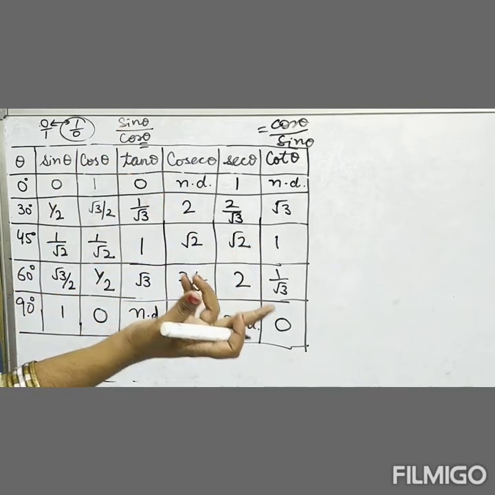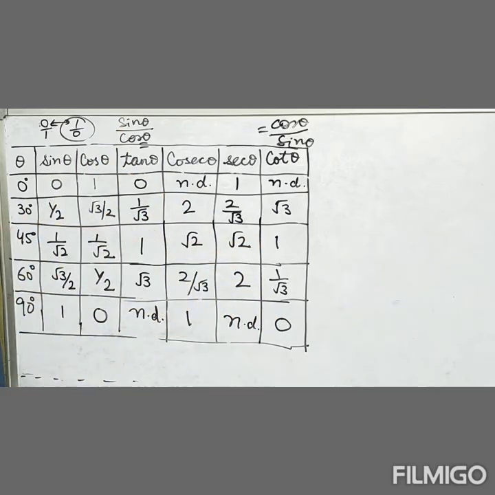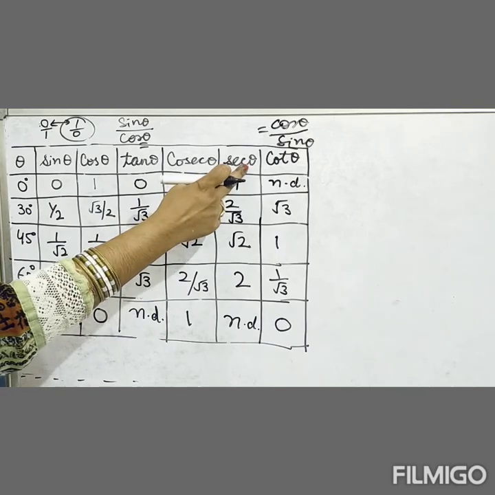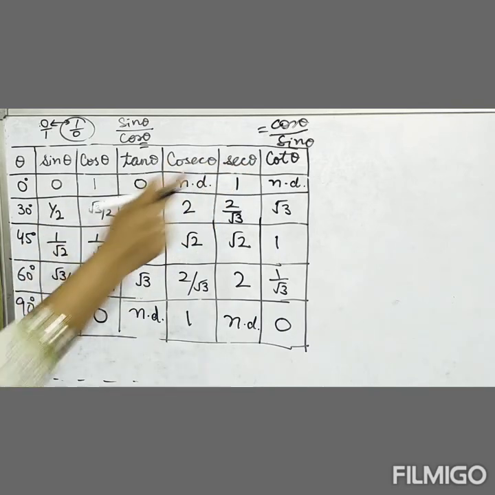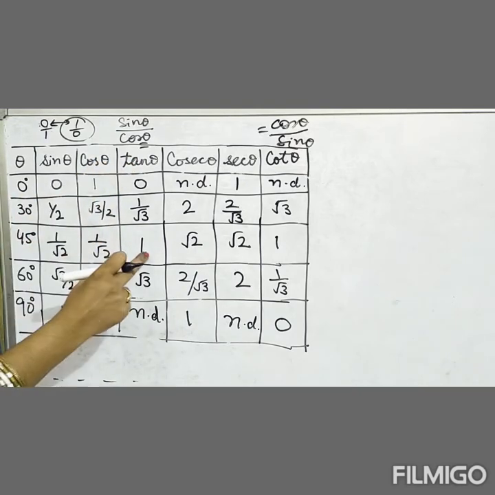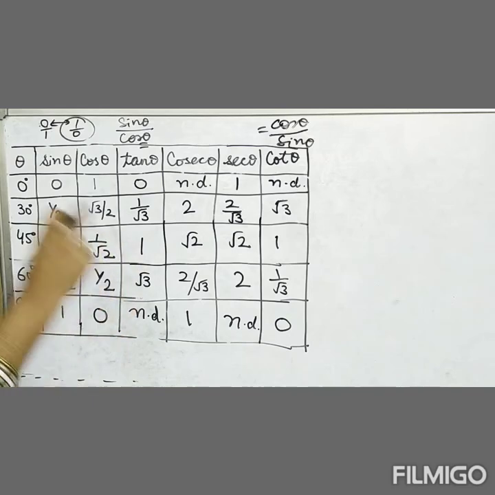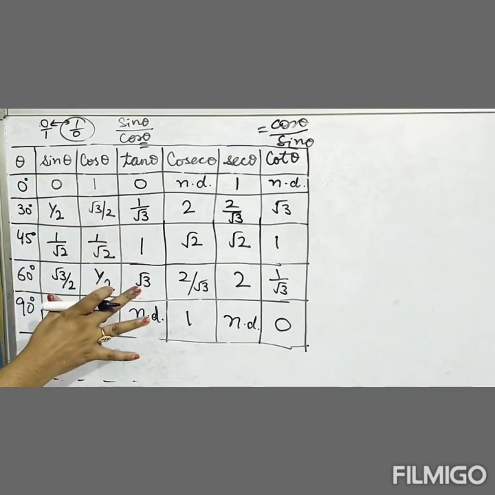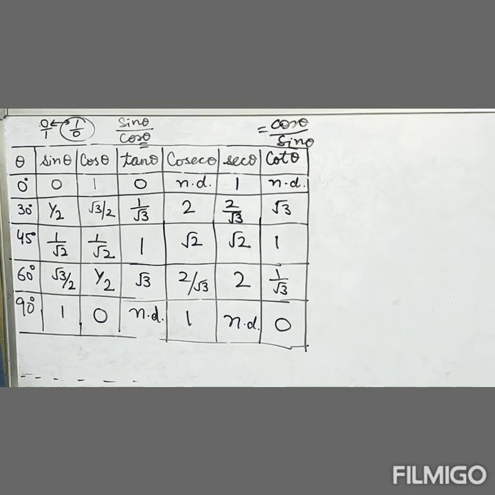If you can make the table, you can just read. Suppose you have a question where you have to write the value of sec 60 degree. So you just come to the table. Sec 60 means sec, this is 60 degree. Sec 60 is 2. Suppose you have to put the value of tan 45. Tan 45 degree is 1. So you can put the values from this table easily in the question and can solve the question.